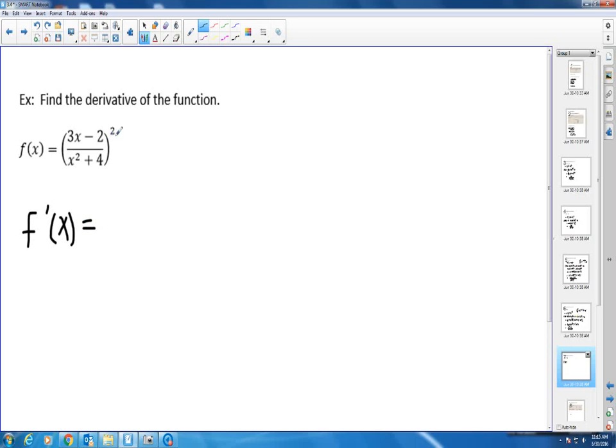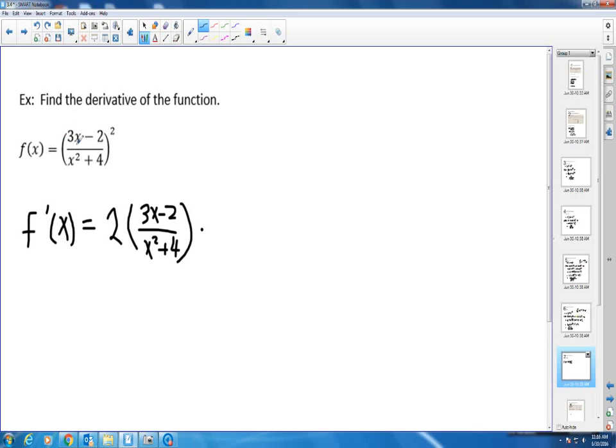The chain rule says derivative of the outside of the inside, 3x minus 2. Oops, I didn't mean to put a close parenthesis right there. Let me erase that. Derivative of the outside of the inside, and this whole thing will be to the first power because 2 minus 1 is 1, times the derivative of the inside.